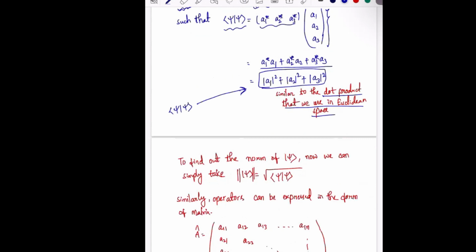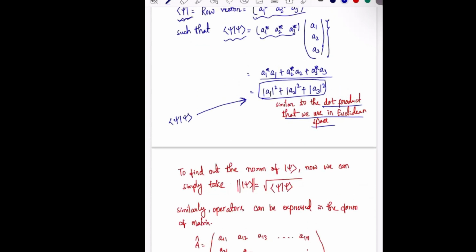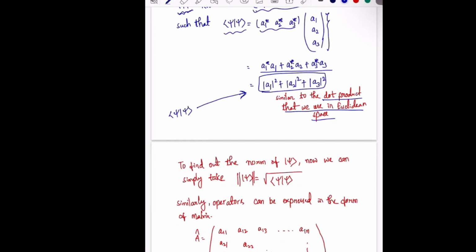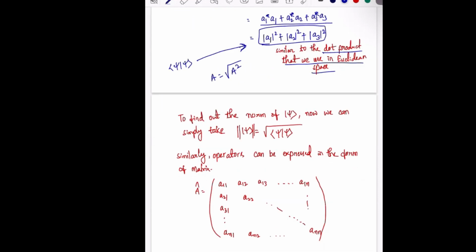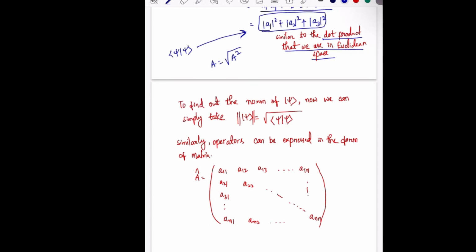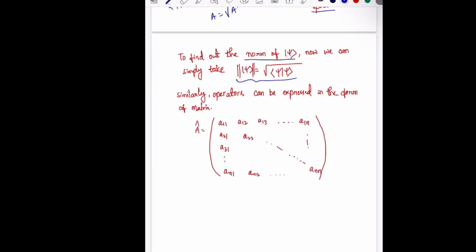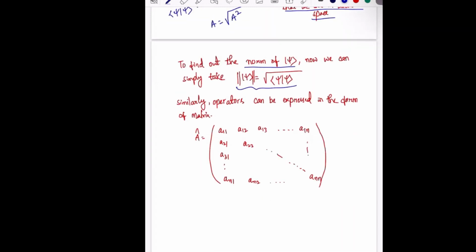Similarly, if a vector is given and you want to find the magnitude of the vector, you simply take the square root of the sum of squares. Similar to that, in quantum mechanics, instead of magnitude we define the norm of psi. The norm of psi is given by the square root of this inner product. So this is for the quantum mechanical state.